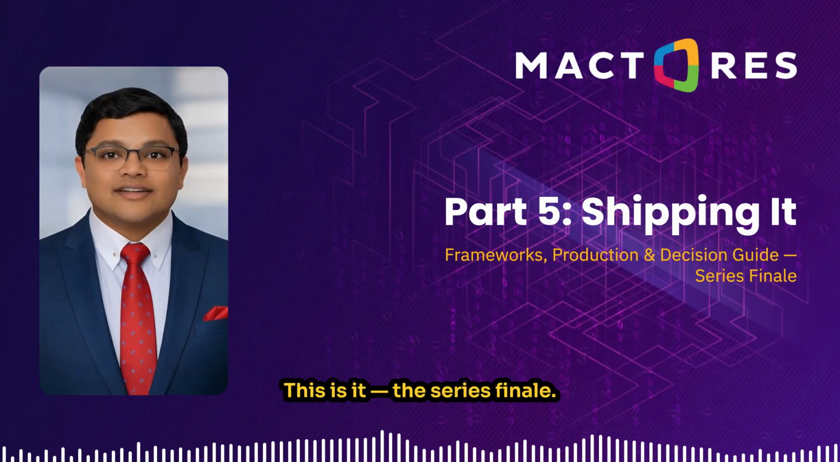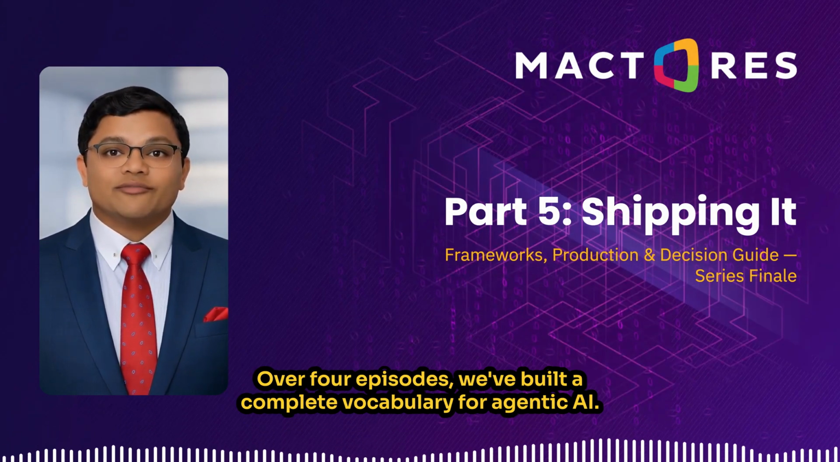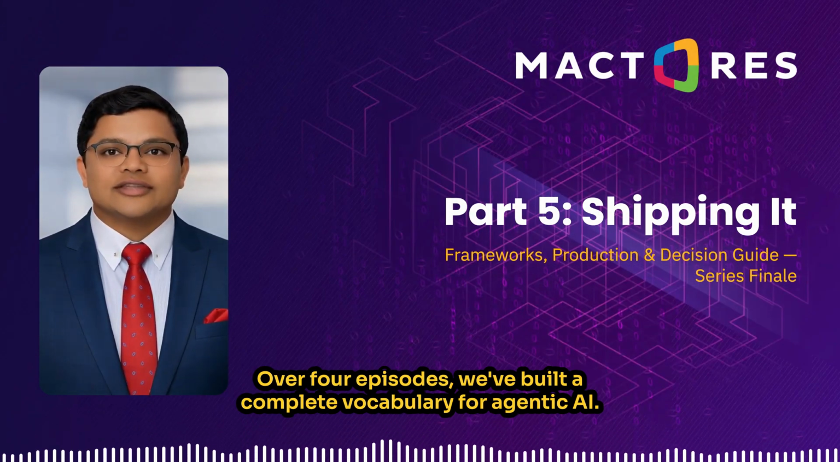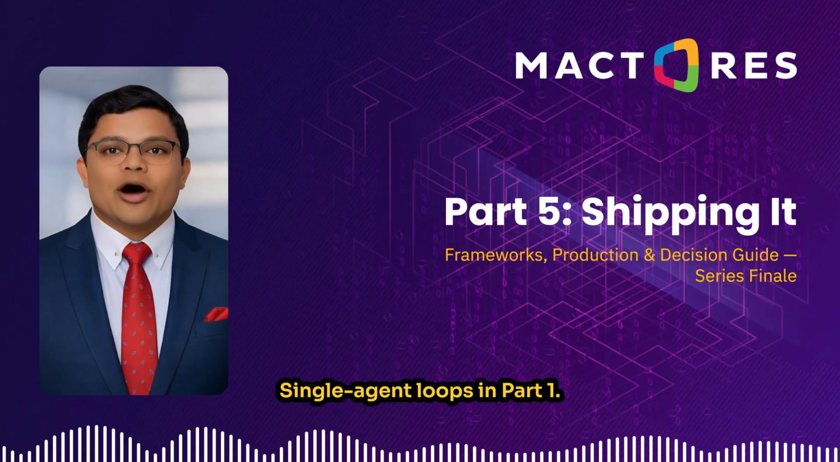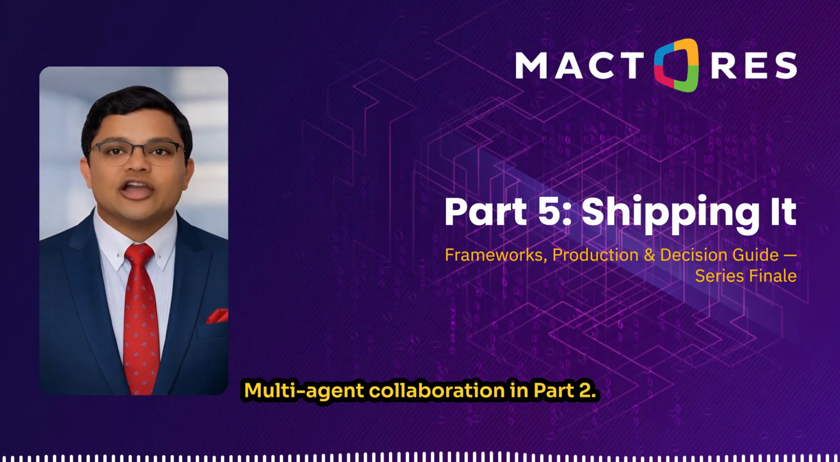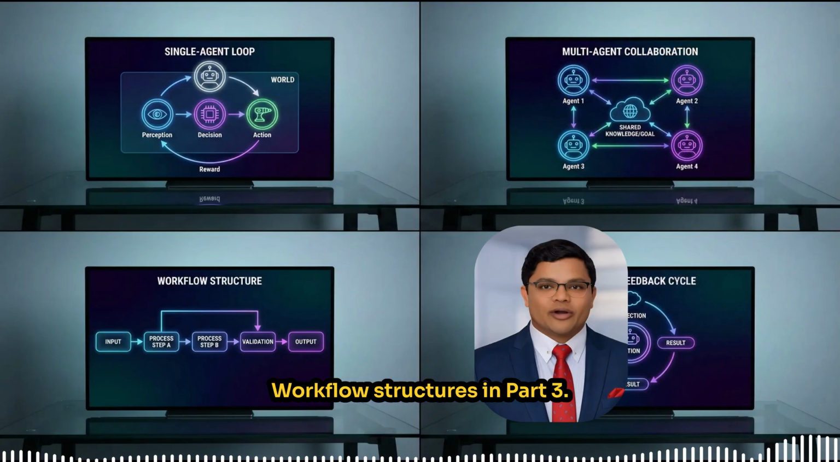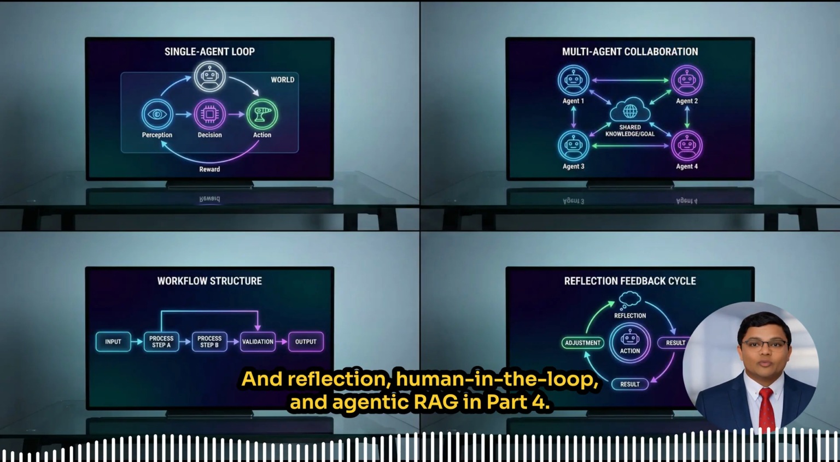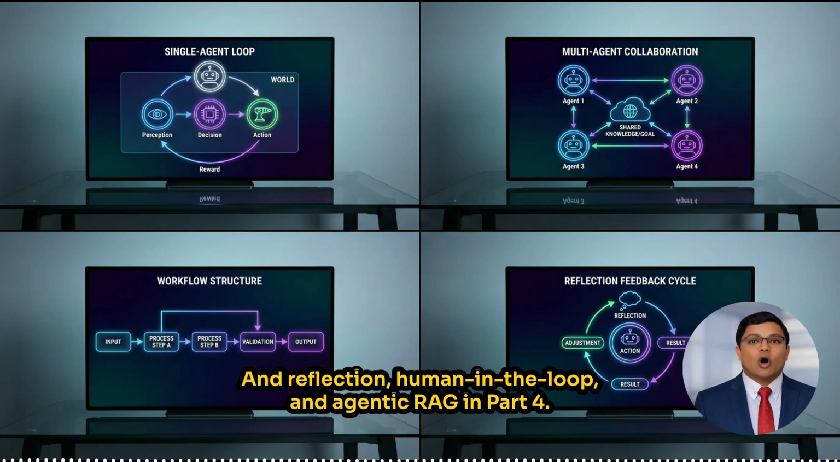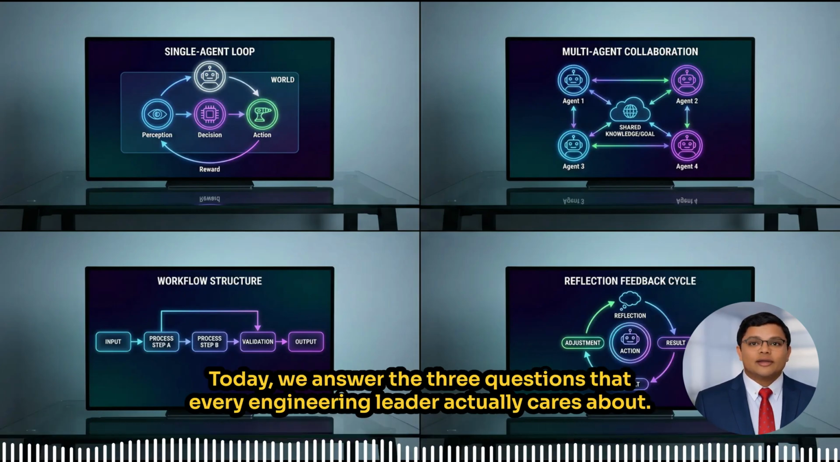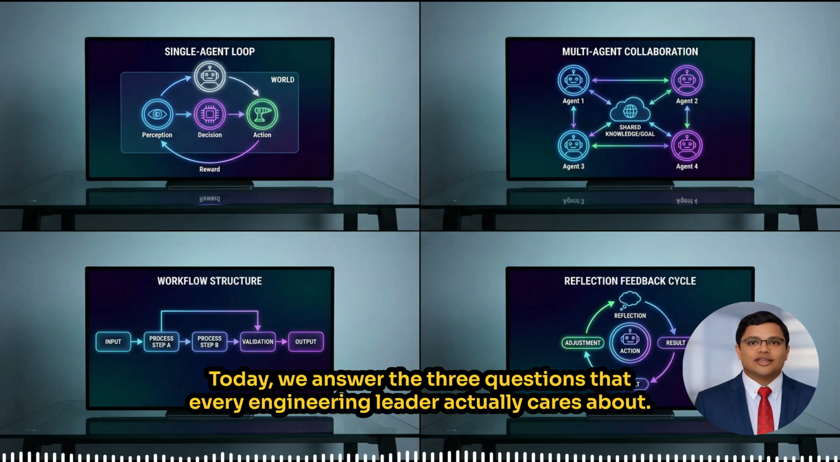This is it, the series finale. Over 4 episodes, we've built a complete vocabulary for Agentic AI. Single agent loops in part 1, multi-agent collaboration in part 2, workflow structures in part 3, and reflection, human in the loop, and agentic RAG in part 4, all linked in the description. Today, we answer the 3 questions that every engineering leader actually cares about.